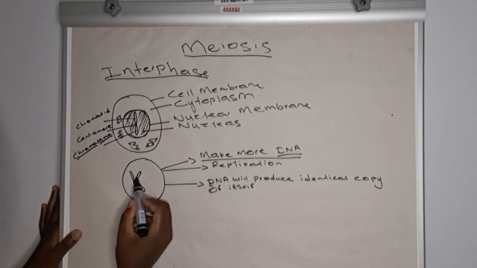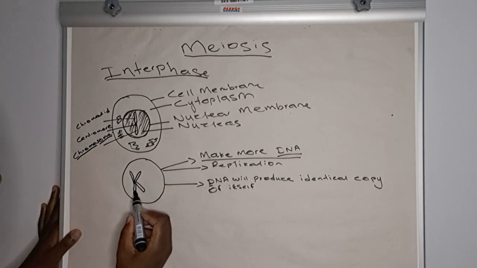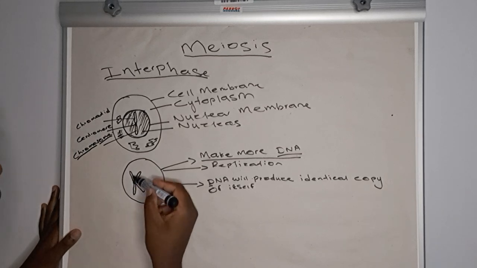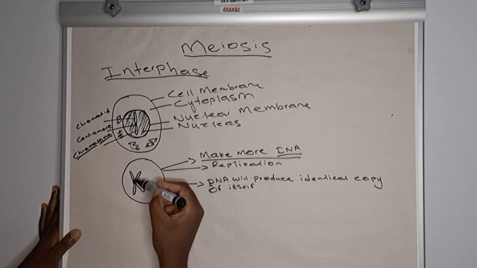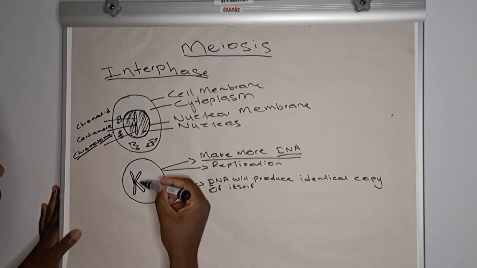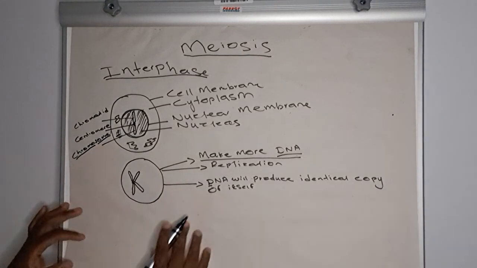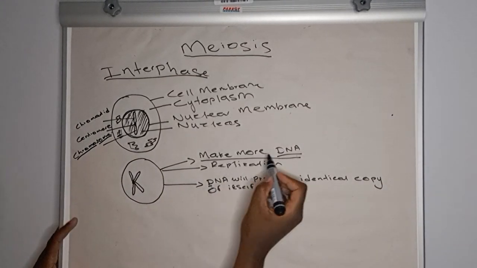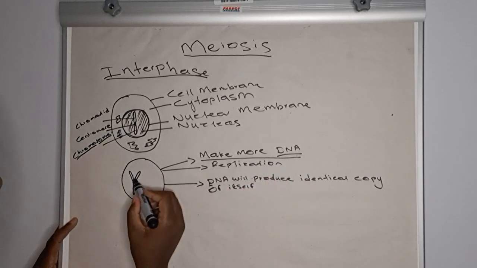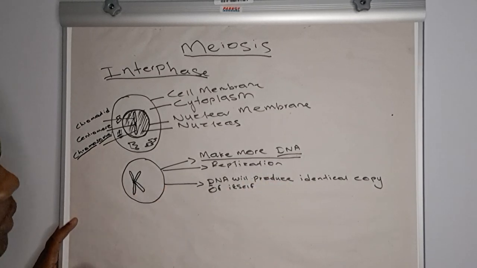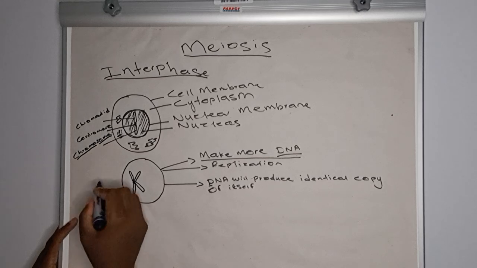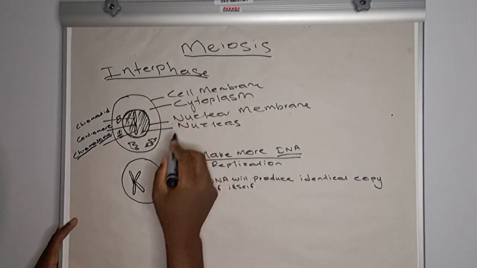This arm and this arm are the same. This arm and this arm are the same. But the original arms were this one and this one. We need this for metaphase. We need this for anaphase. We need this for telophase. But again, let's see now. They say make more DNA. We understand that duplication has taken place, right? This is just the work of interphase.